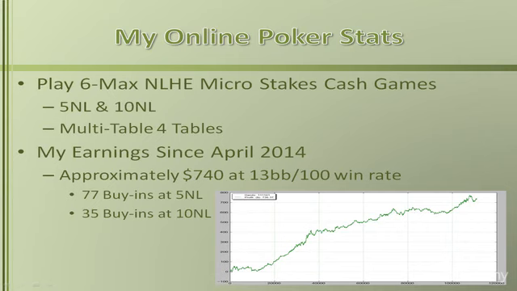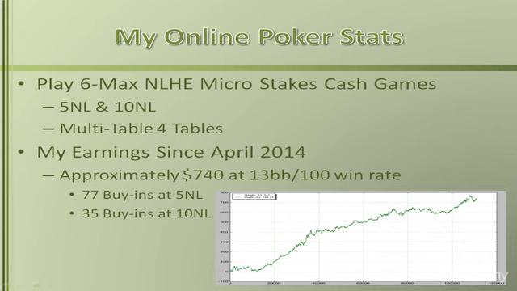I'm currently playing 5NL and 10NL online, and those are considered microstakes games. The 5NL is a $5 buy-in game, the 10NL is a $10 buy-in game, and I currently multi-table 4 tables. So I'll have 4 tables up and running at once on my screen, and I'll play 4 tables at once.